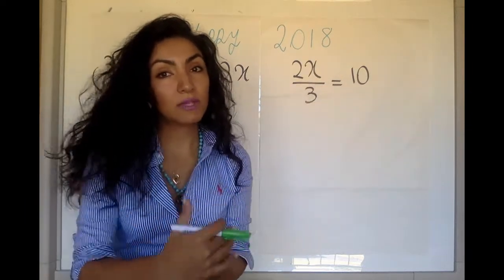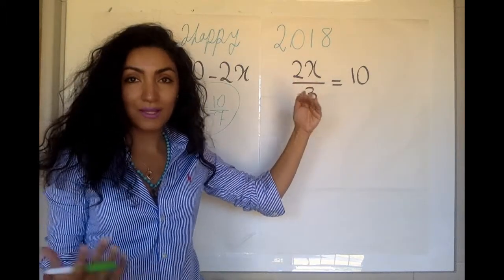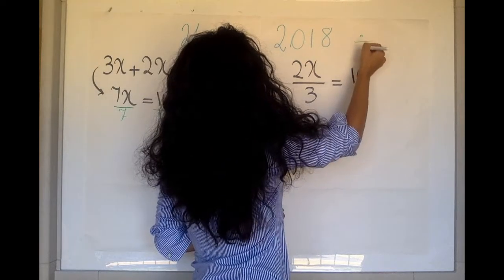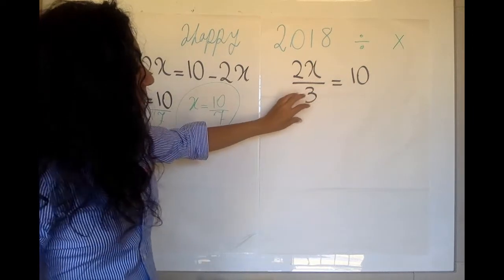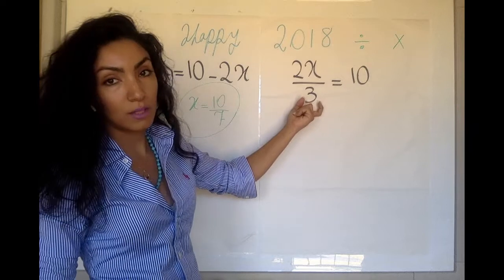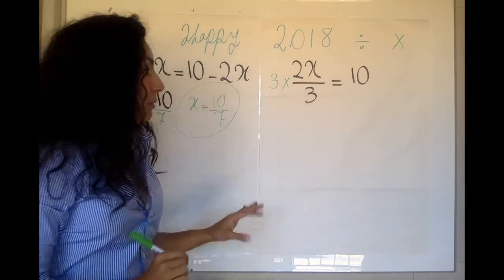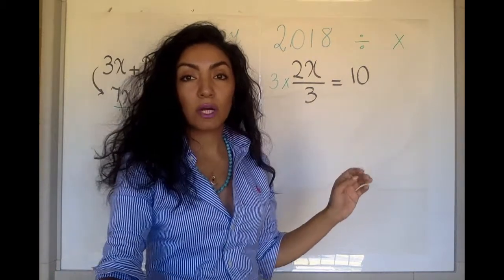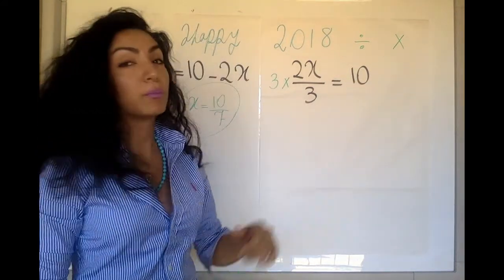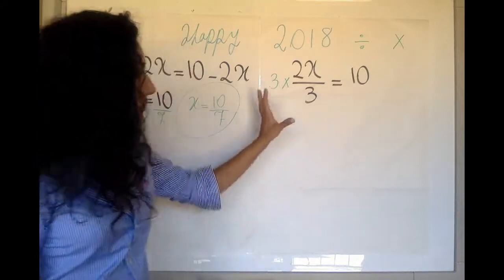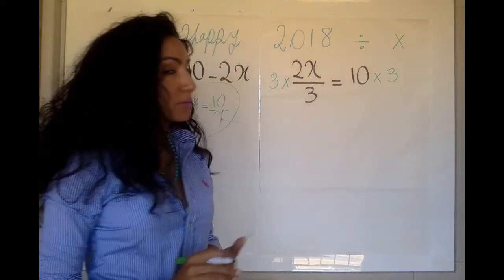But because we want to get rid of that 3, we have to do the reverse action. What is the reverse action to division? Well, it's multiplication, right? So we have division, and the reverse action is multiplication. So we multiply this side by 3 because we want to get rid of 3. But as we know from before, because this is an equality, this side needs to be multiplied by 3 as well. So I multiply 10 by 3 there as well.